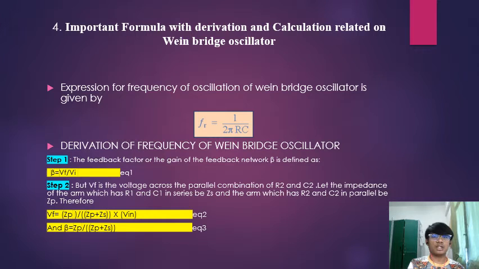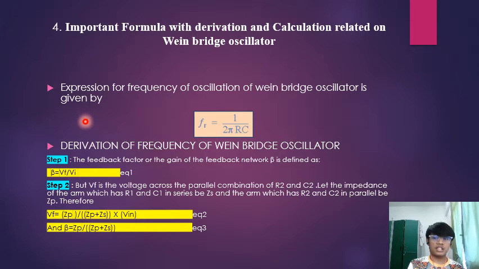Hello and Assalamualaikum. I'm Muhammad Kasyful Azhim. I want to take over to tell about the important formulas with derivation and calculation related to the Wein bridge oscillator. So this is the expression for the frequency of oscillation of the Wein bridge oscillator, given by Fr equals 1 over 2 pi RC.